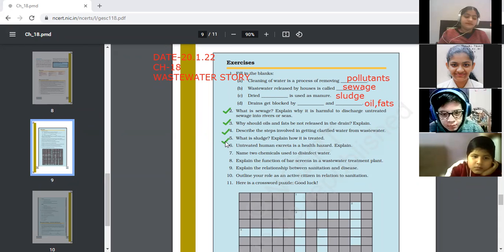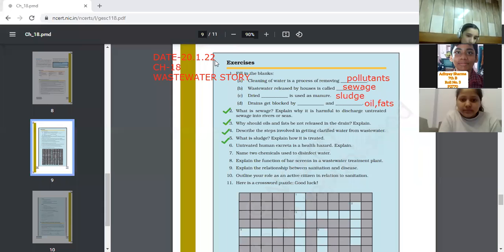Next, question number 5. What is sludge? Explain how it is treated. We already did the definition of sludge. Sludge is the collected solid waste from the wastewater. During treatment in the water treatment plant, sludge is decomposed in a separate tank by anaerobic bacteria. Activated sludge is used as manure. So when the sludge is dried, it can be used as manure.